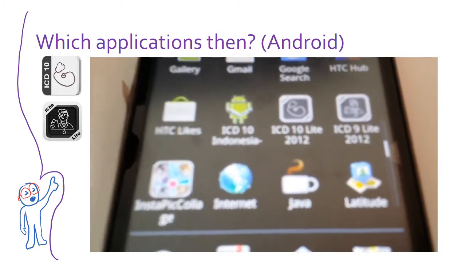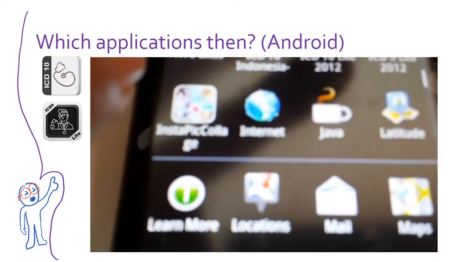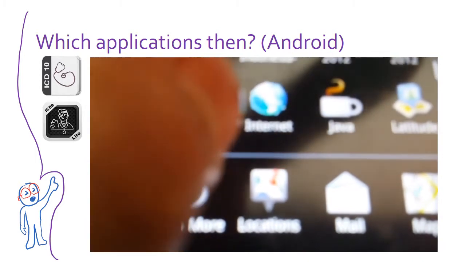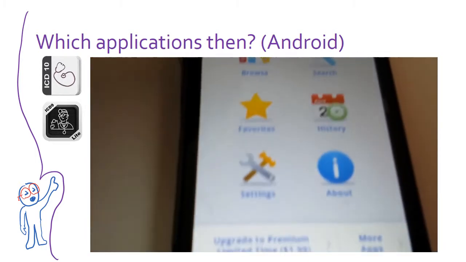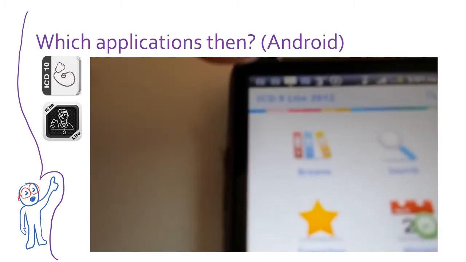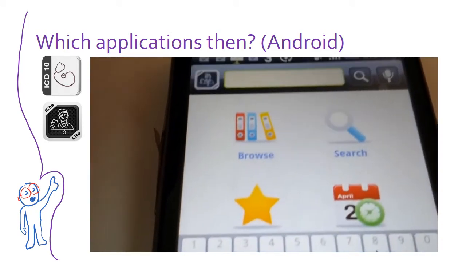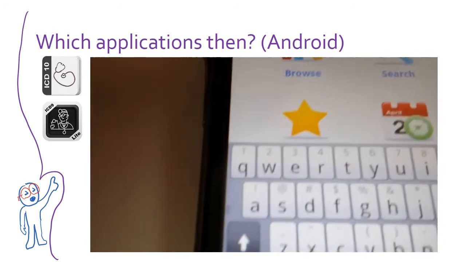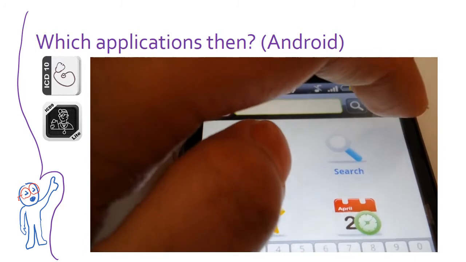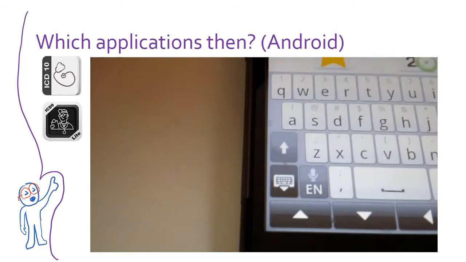ICD-9 Lite 2012 and ICD-10 Lite 2012 are both released by the same company, which is iPremium Apps. As this is one of the complete applications for ICD-9 code, it also offers the same searching functionality. It also has a voice search feature, which you can see here by clicking the microphone buttons above. Again, it will require internet connection to function properly.